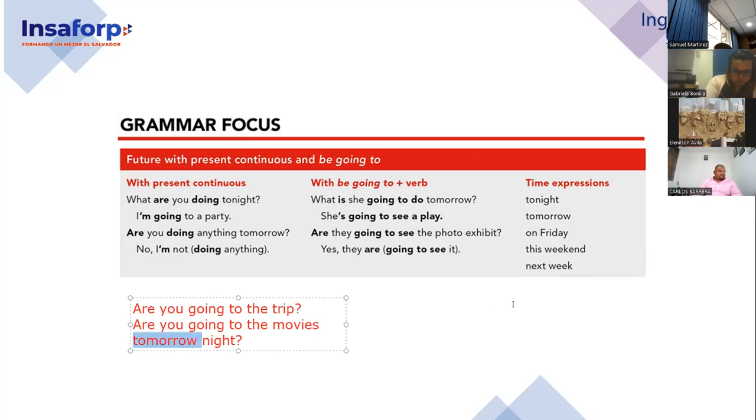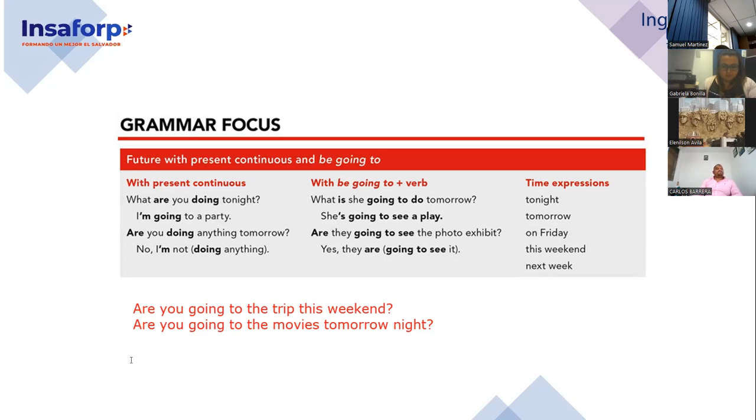Okay. Agregámosle la primera una expresión de tiempo para que no se confunda. Are you going to the trip this weekend? Okay. ¿Ya se fijaron? Acá es como ya una invitación más específica. Menciono cuándo va a ser, menciono qué actividad vamos a hacer y estoy usando el going to. Pero con el presente continuo es como una pregunta abierta.